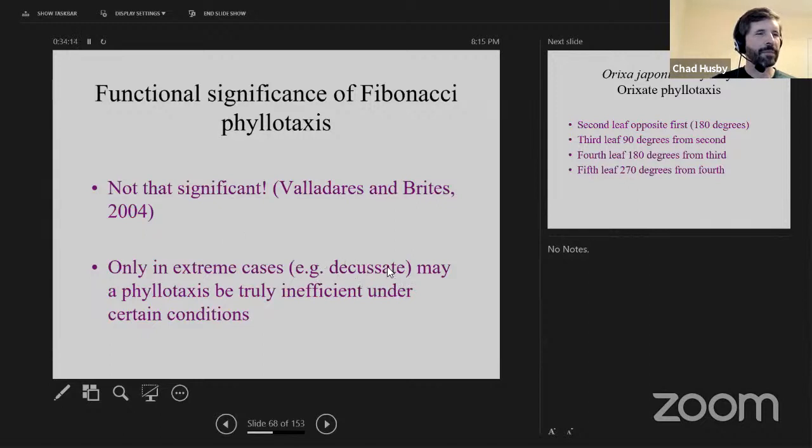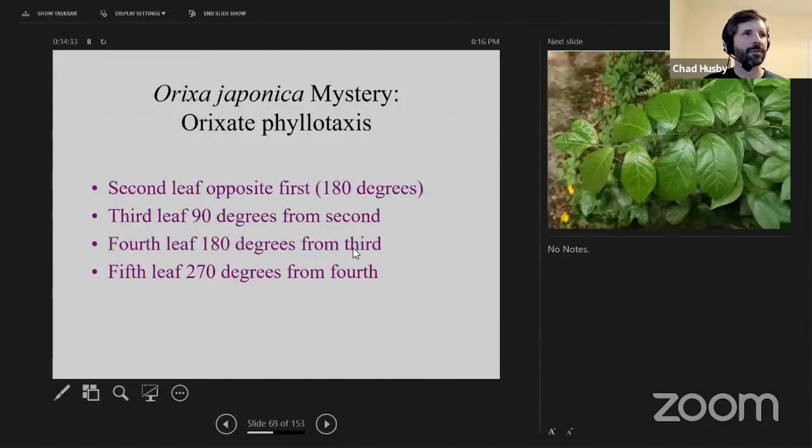But in extreme cases where you have decussate leaves, where one leaf forms right over another, you can get some shading of leaves by other leaves. But usually other factors are more important in how the leaves are arranged in plants and whether they can photosynthesize well. But there are still some mysteries that remain, although this simple model of Douady and Couder explains most plants.